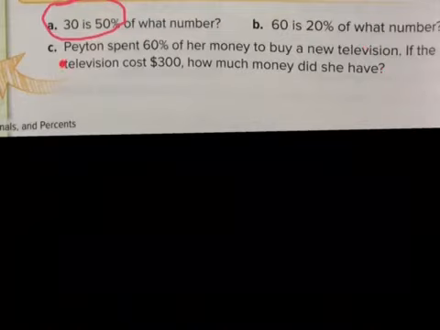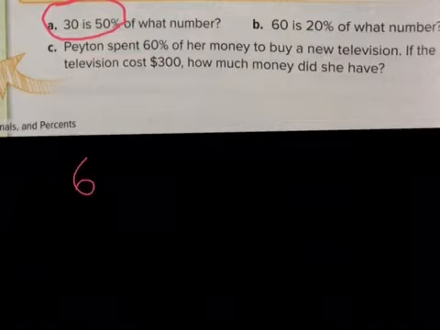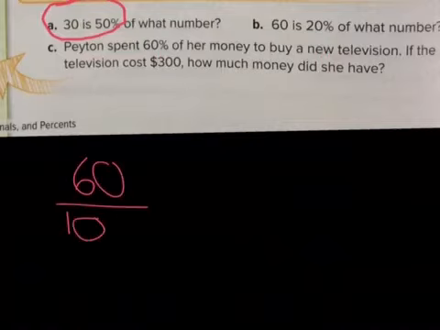Now we have a word problem. Peyton spent 60% of her money to buy a new television. I'm just going to go right ahead and write 60%. 60 per 100, okay? Go ahead and do that. Every time you see a percent, go ahead and just write it as a fraction out of 100. You know that. If the television costs $300, how much money did she have?